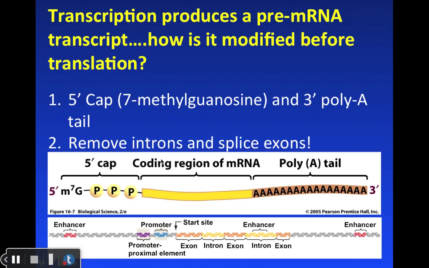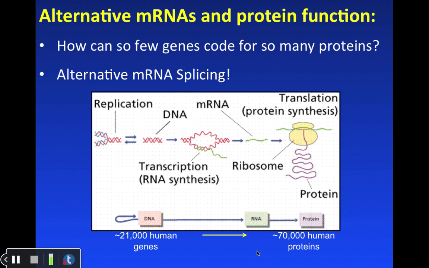The other thing I'll mention, number 2, before translation occurs, we have to remove the introns and splice together the exons. Okay, so let's discuss that just a bit. First of all, let's go back to our central dogma figure. Again, we saw this before, DNA to RNA to protein.